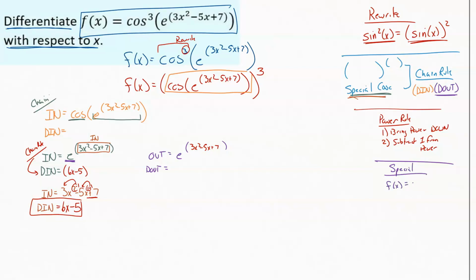So if f of x equals e to the x, the derivative of e to the x is e to the x. So our derivative here is just going to stay the exact same. We already took the derivative of that 3x squared piece, and it just comes along for the ride. So 3x squared minus 5x plus 7.